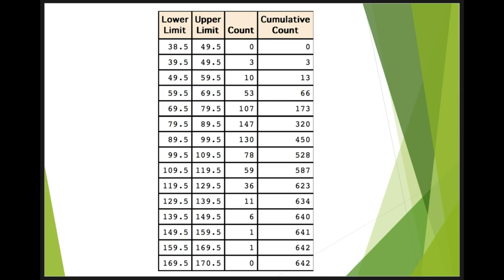A cumulative frequency distribution shows the cumulative frequency for each class interval. The first interval has frequency and cumulative frequency of 0. The frequency of the second interval is 3. The cumulative frequency is the sum of the frequencies of all intervals up to and including the one in question. The third interval has a frequency of 10. Its cumulative frequency is 0 plus 3 plus 10, which equals 13.